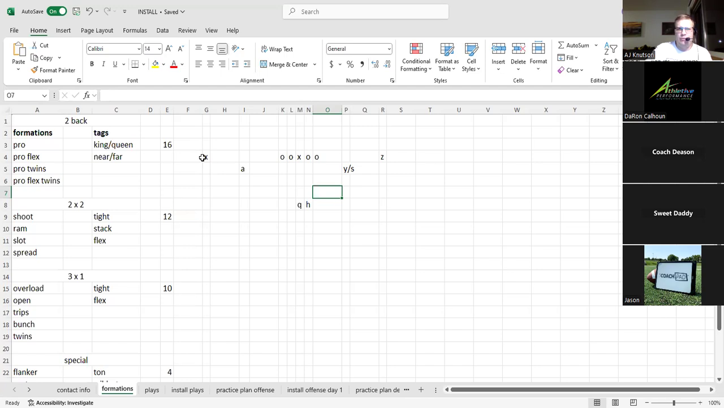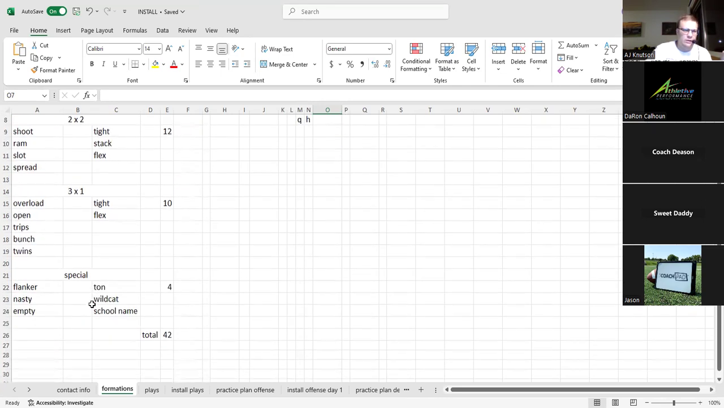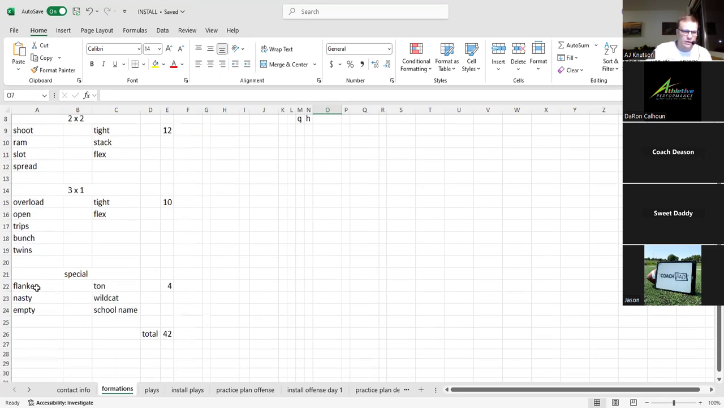Some guys might sub in four wide receivers and have one back, and that's 10 personnel. But for us, we're in 21 personnel on all of these. The only one we're not is when we go flanker.